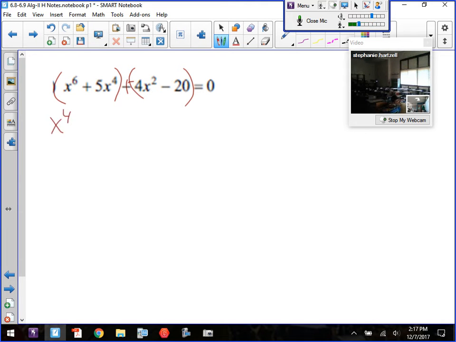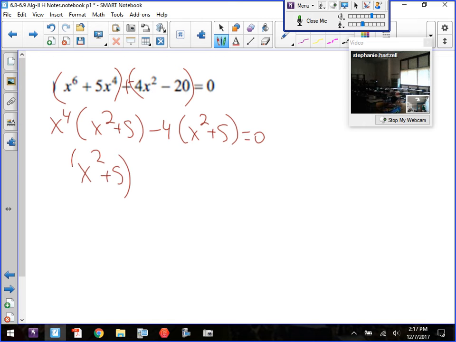I have an x to the 4th, x squared plus 5. Take out the minus 4, I have an x squared plus 5, 0. So far, so good? That means the terms that I'm working with right now will be x squared plus 5 and then x to the 4th minus 4.